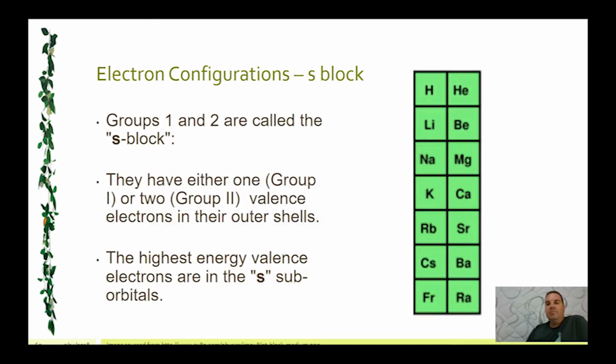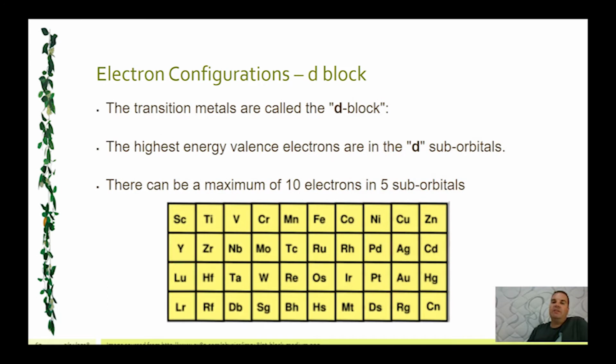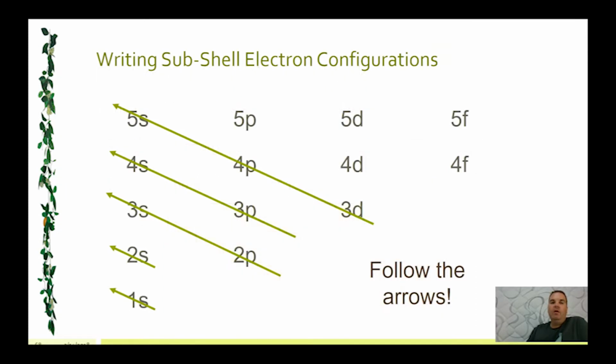So in the S block that we're looking at here, it's groups 1 and 2. So they have a maximum of 1 or 2 electrons in their outer shell. So the highest energy electrons are in the S orbital. Similarly for the P block, they have between 3 to 8 electrons in their outer shell, and so they will use the P orbitals. And similar for D block, for the transition metals, their highest subshell is the D one, and they'll have anywhere from 1 to 10 electrons in their subshell there as well.